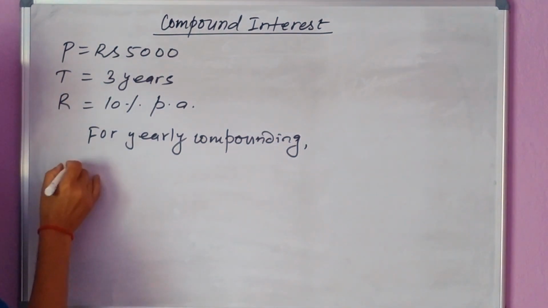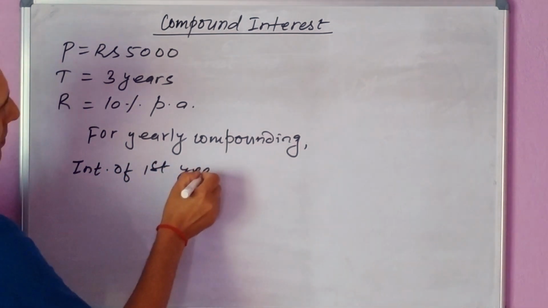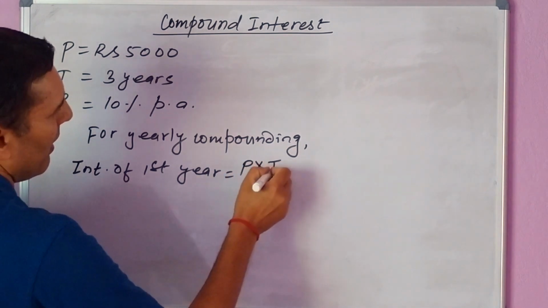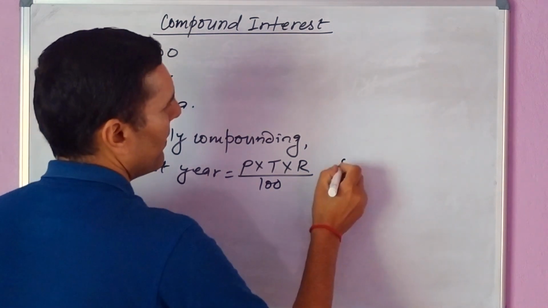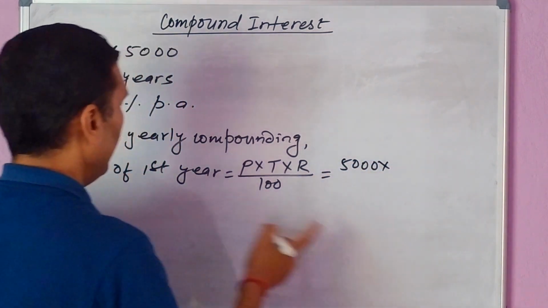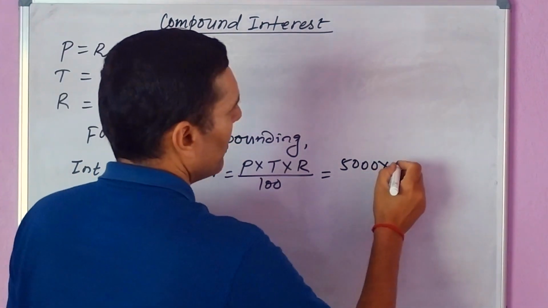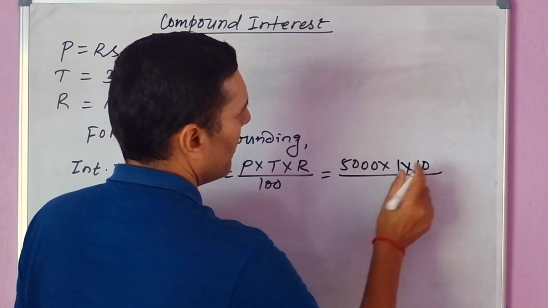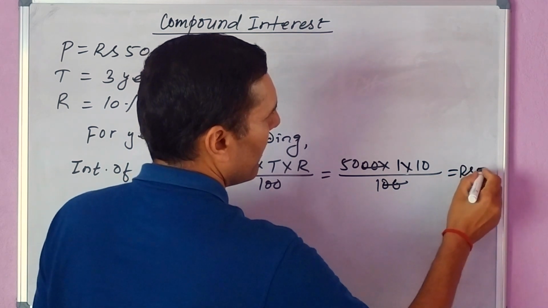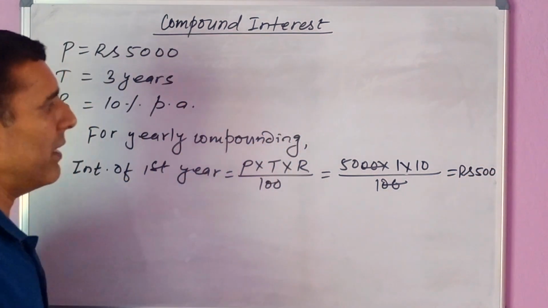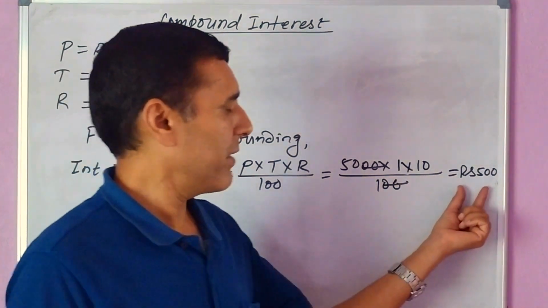What is the interest of the first year? It is given by the formula P into T into R upon 100. So P is rupees 5,000. But for T, we take the value 1. We are calculating the interest for the first 1 year. So T is equal to 1, R is equal to 10% upon 100. So we get rupees 500. The interest of the first 1 year for rupees 5,000 at the rate of 10% is rupees 500.